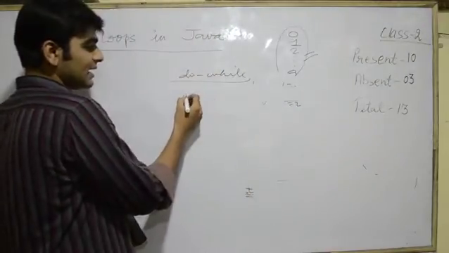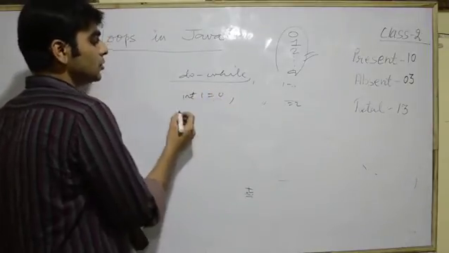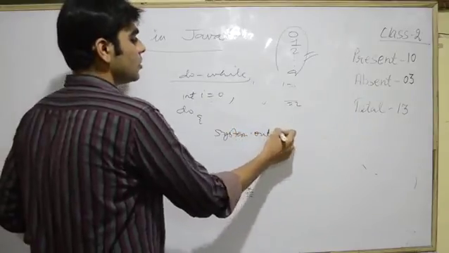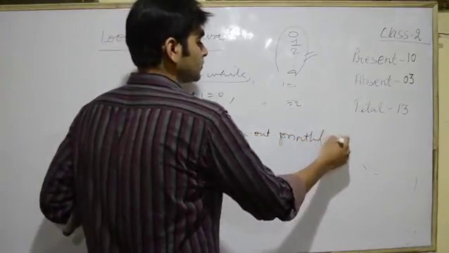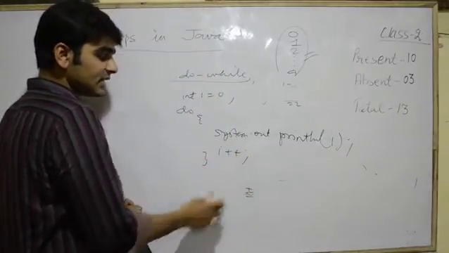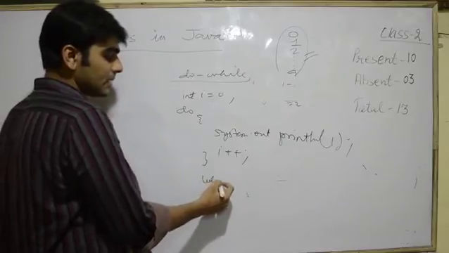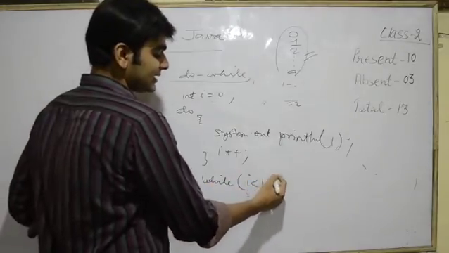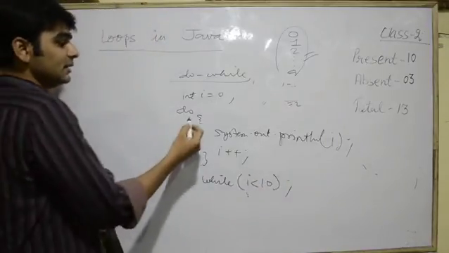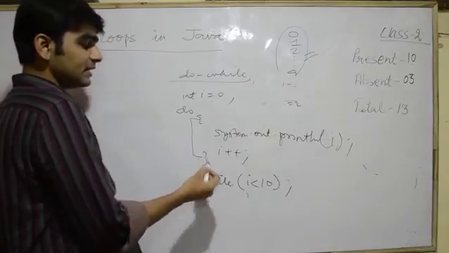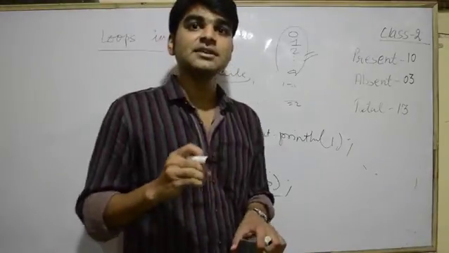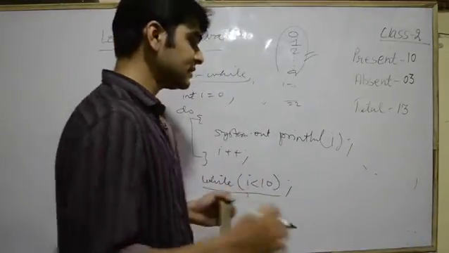So we write it like this: int I equals 0, do, System.out.println I plus plus, and we write the condition at the last of the do while loop. That means while I is less than 10 and semicolon. This is how a do while loop is written. You can see first printing is going on and the condition is checked at last. So even if the condition is false, at least once the do while loop runs.